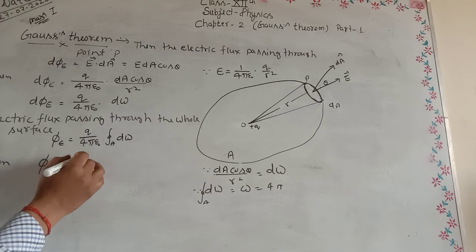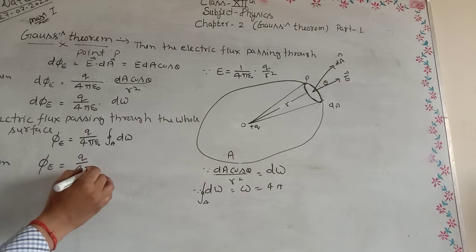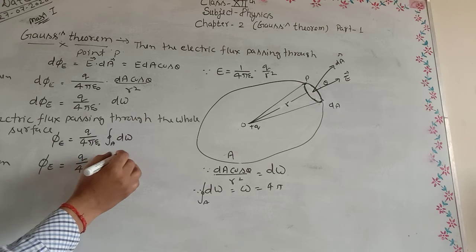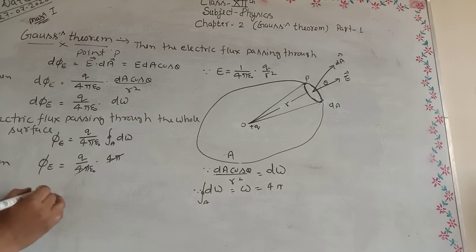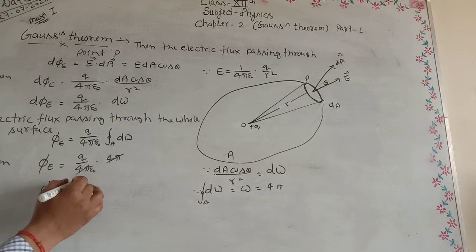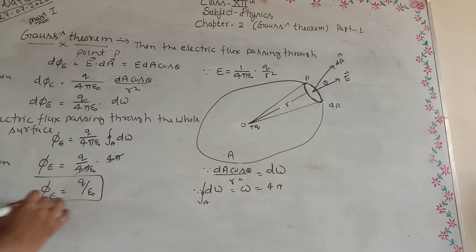Phi E is equal to q upon 4 pi epsilon 0 into 4 pi. 4 pi cancels with 4 pi. Then phi E is equal to q upon epsilon 0. This is the Gauss theorem, the required form: electric flux passing through any enclosed surface is equal to 1 upon epsilon 0 times the net charge enclosed by the surface.